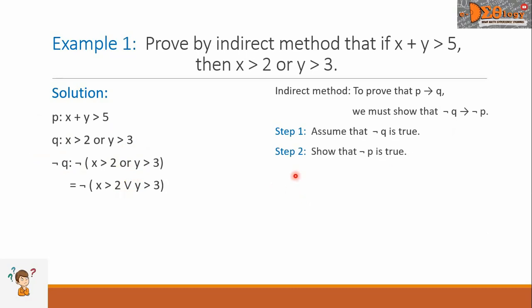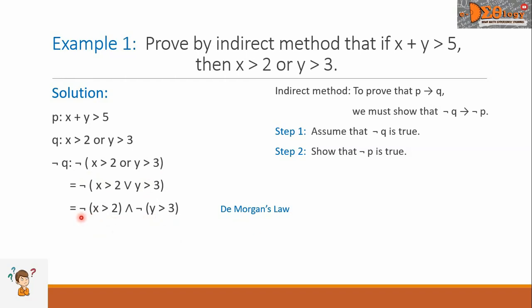For step 2, let us show that not P is true. It means we will try to simplify the expression here and hope that an expression of not P is derived. Let us rewrite this expression into the negation of the statement x is greater than 2 and the negation of the proposition y is greater than 3. This is by De Morgan's law.